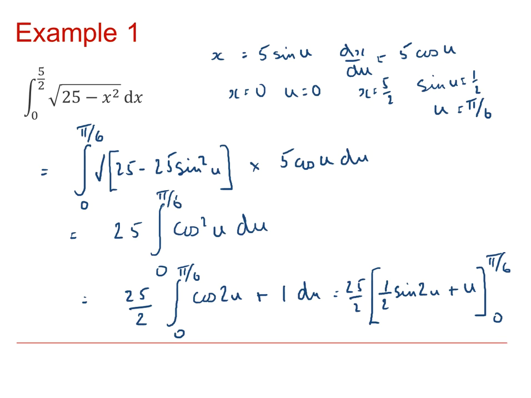Substituting in the values gives sine of pi by 3 as root 3 over 2. So we get 25 over 2 and then root 3 over 2 multiplied by a half, and then plus pi by 6. When we put 0 in, both of those become 0.